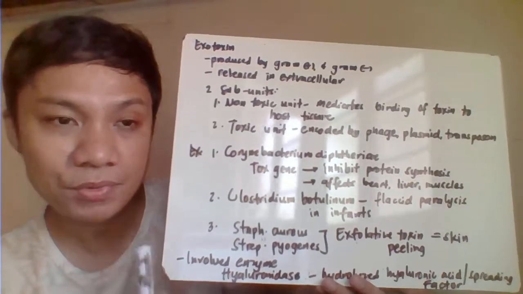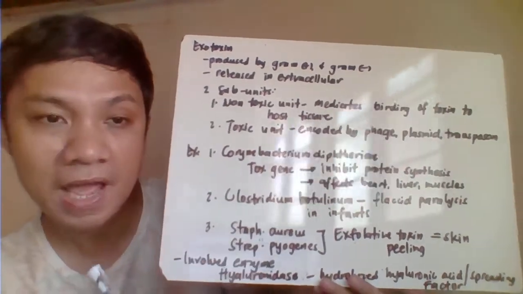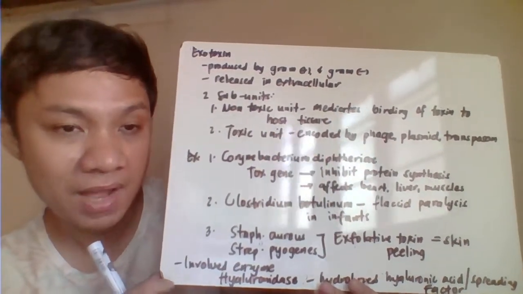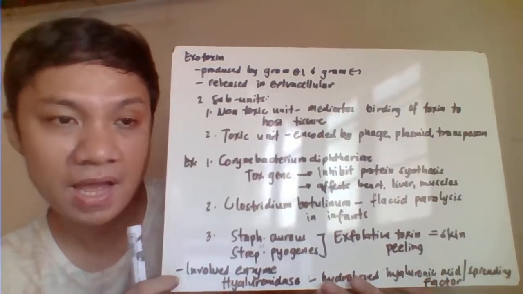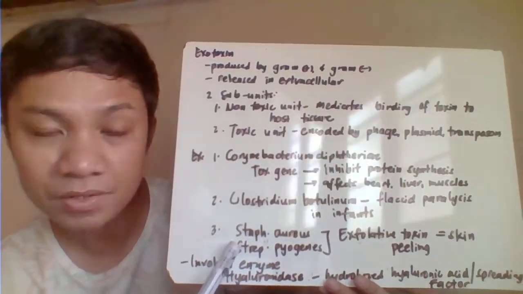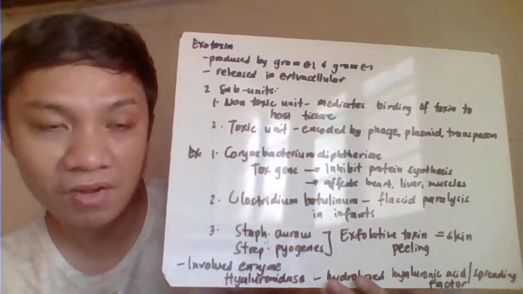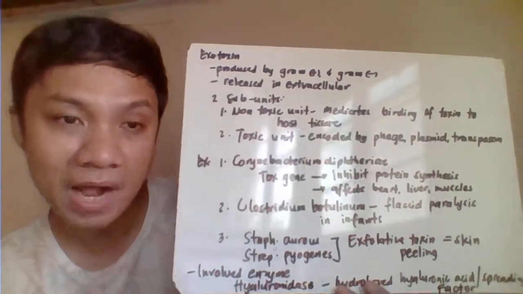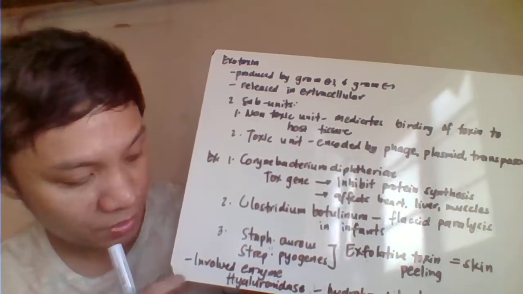Another exotoxin is produced by Clostridium botulinum, which causes flaccid paralysis among infants. And we also have the exfoliative toxin produced by your Staph aureus and your Strep pyogenes. From the word exfoliative, it causes exfoliation or skin peeling. Skin rashes are its manifestation.